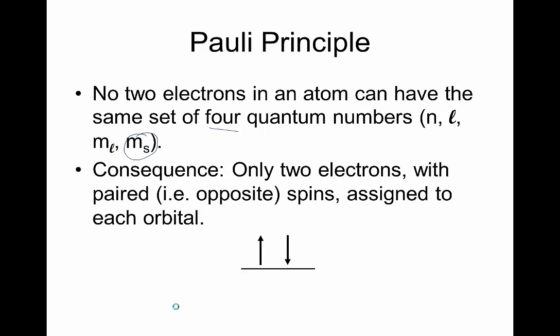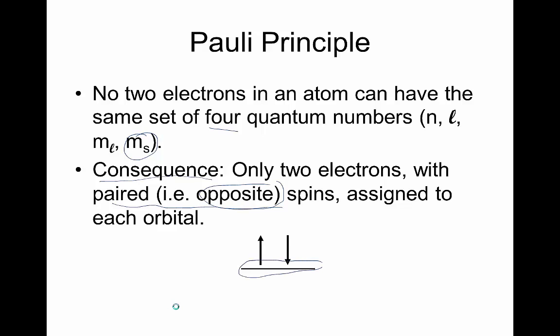Okay, so you can think of an analogy here. You can think of these as like seat assignments in a stadium, right? Because you have to go to a particular zone, and you're in a particular deck, and then you're in a particular section, and then you're on a particular row and in a particular seat. So these are kind of like assignments for an electron to be a particular way. So the consequence of the Pauli Principle is that only 2 electrons with paired spins, so paired spins just means that they are opposite in direction, can be assigned to each orbital.